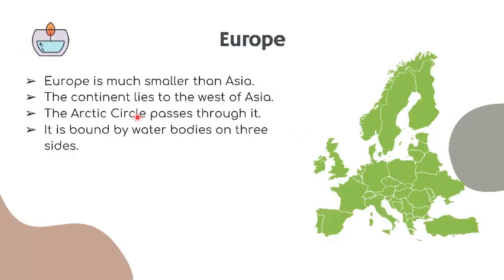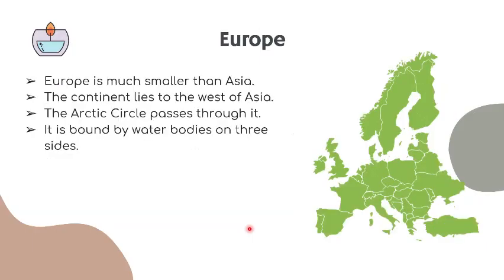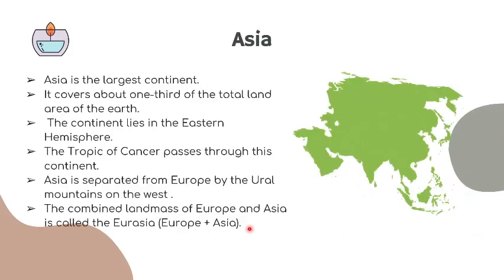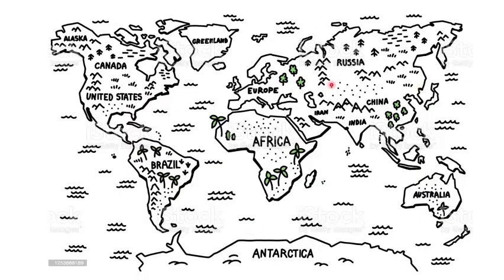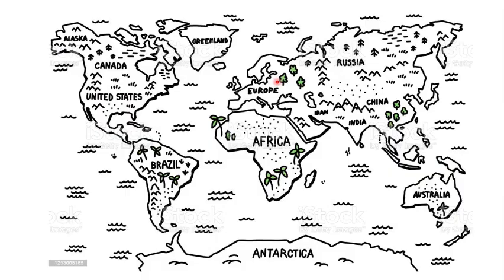Europe is much smaller than Asia. As you can see over here, it is much smaller than Asia. The continent lies to the west of Asia. Already we know it actually. The Arctic Circle passes through it. Yes, the Arctic Circle passes through it.